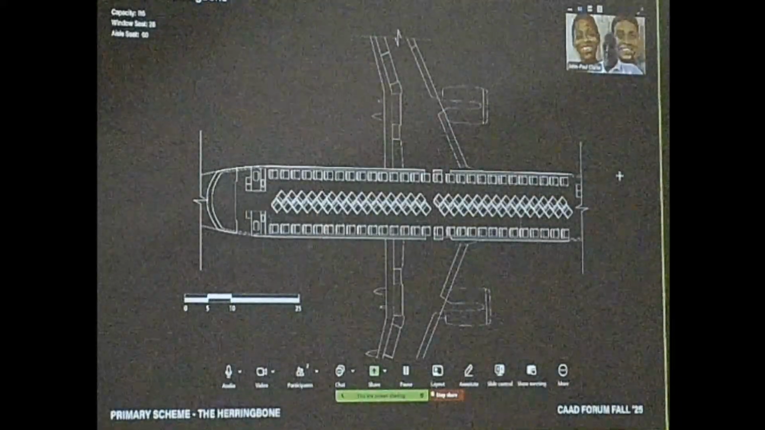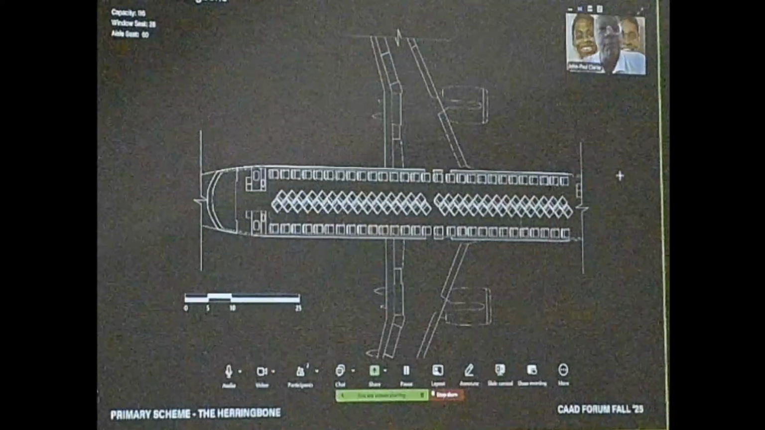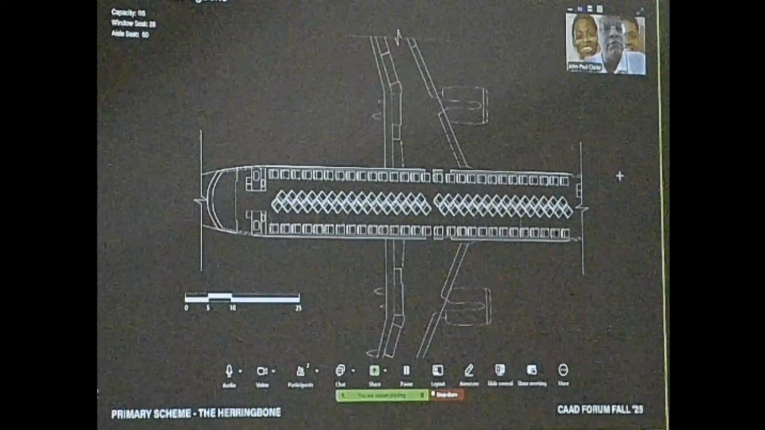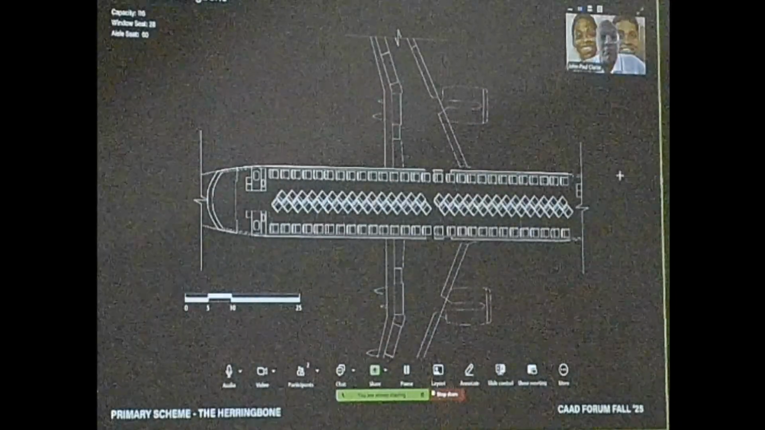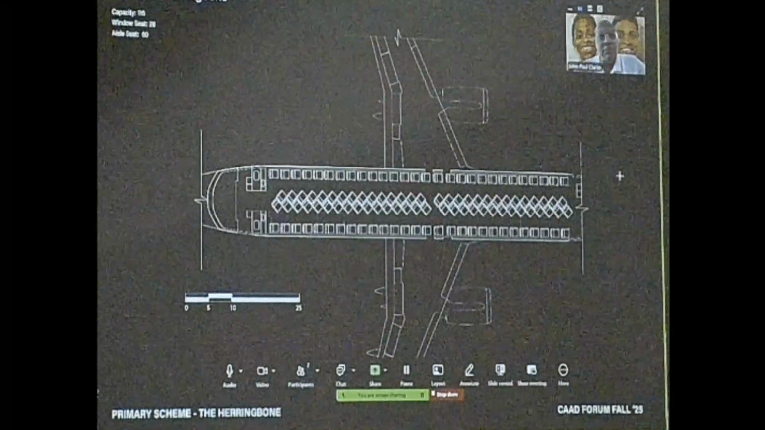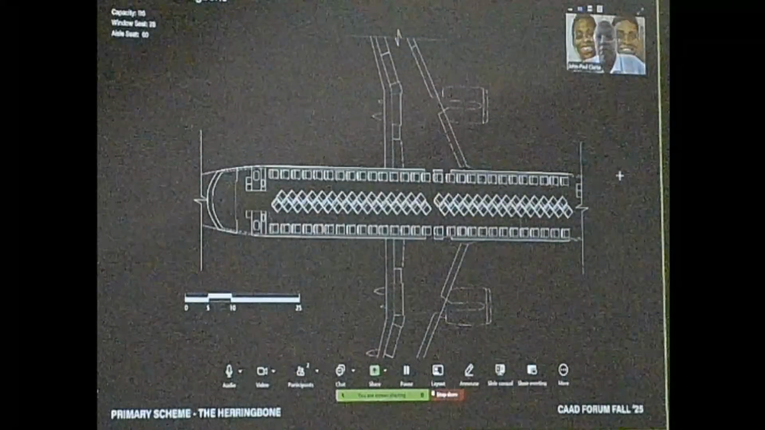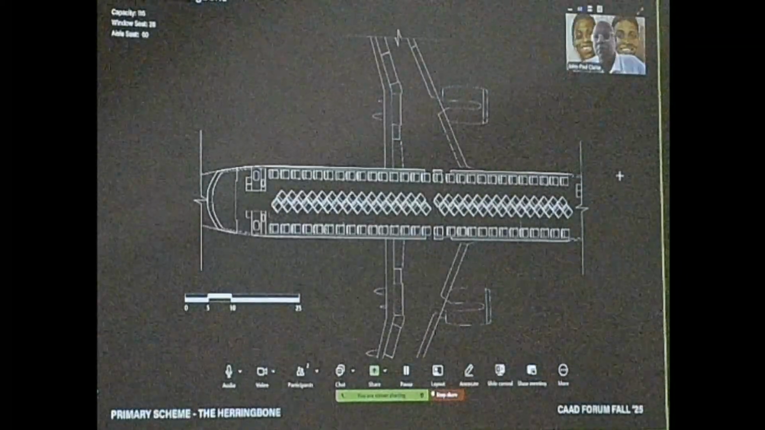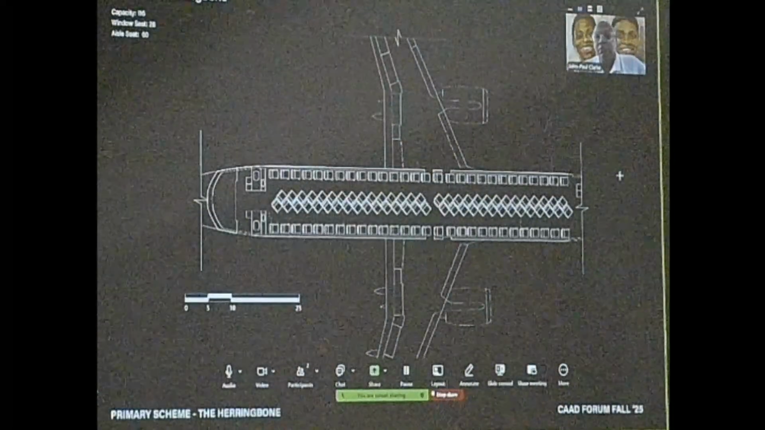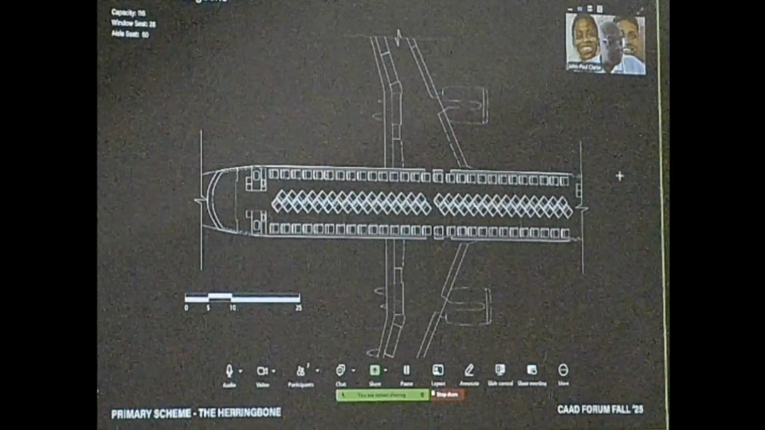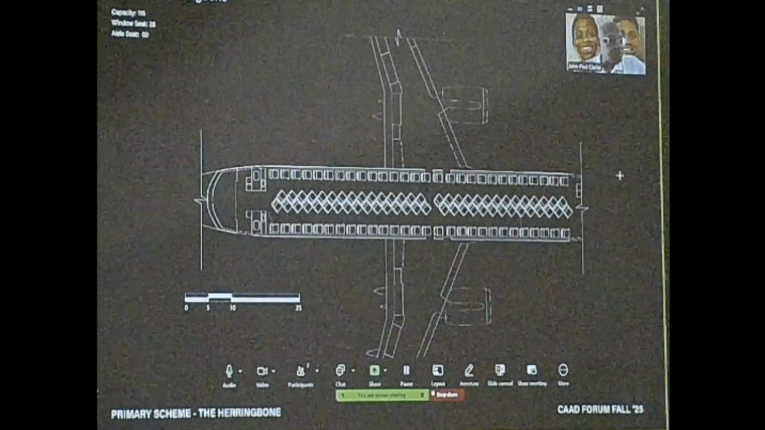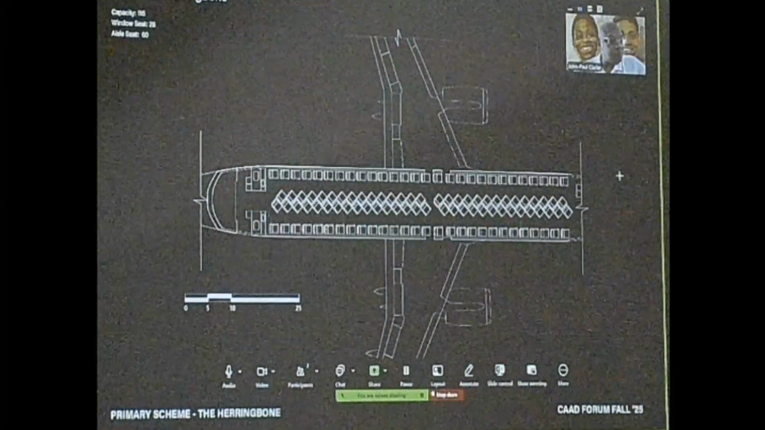And because we had to choose one scheme in particular to keep evolving, we chose the herringbone to move forward into the design. We knew that we didn't want the study to just stop at these planned configurations, but we really wanted to visualize this in 3D and to actually be able to at least roughly or conceptually design this three-dimensionally.